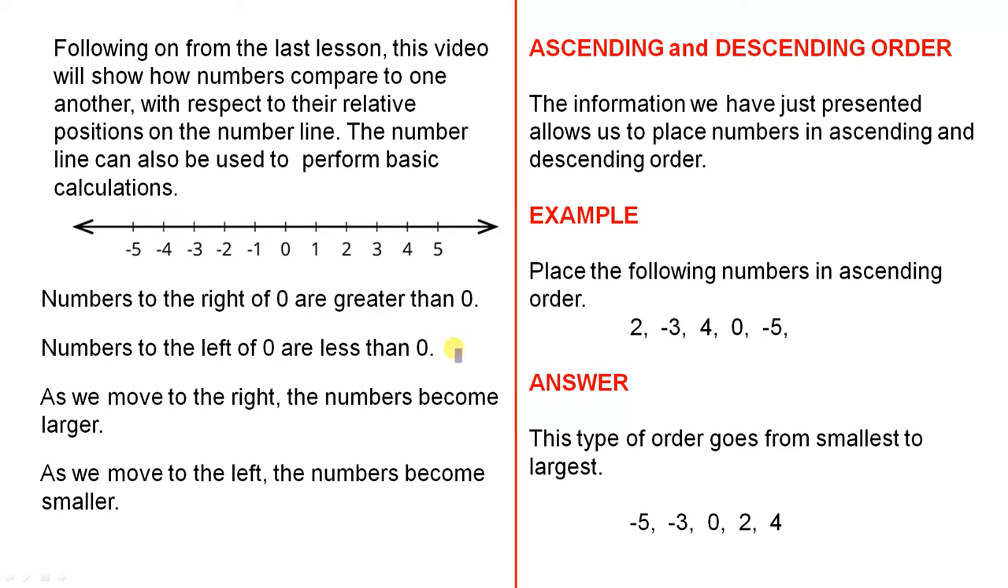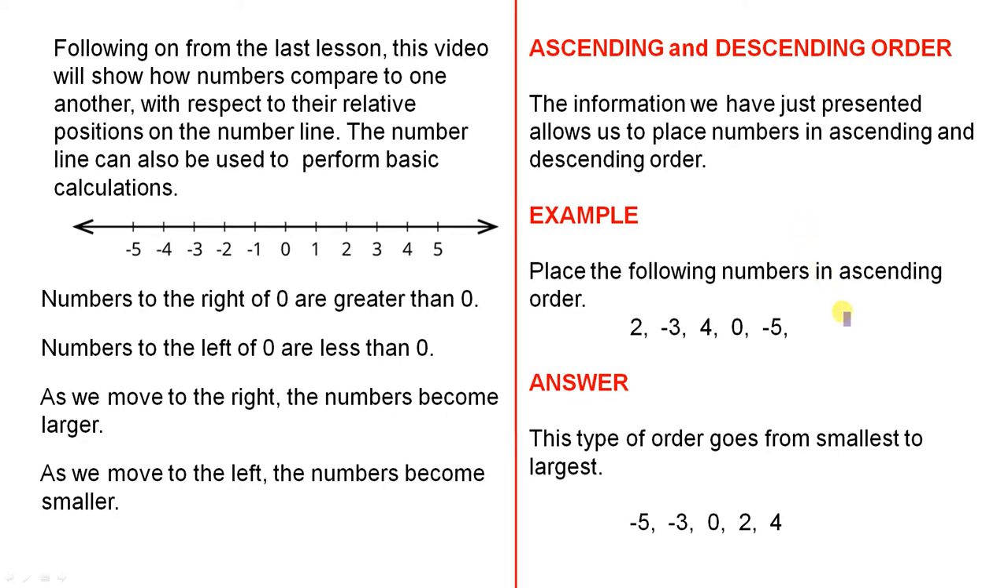As we move to the right, the numbers become larger. That's quite evident. They become larger and larger the further along we move. As we move to the left, the numbers become smaller. So they become smaller going this way. Ascending and descending order. The information we have just presented allows us to place numbers in ascending and descending order. Let's have a look at some examples.